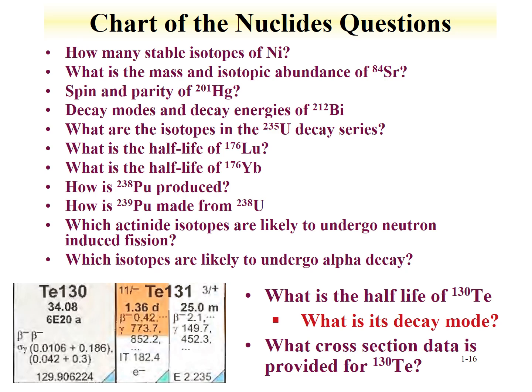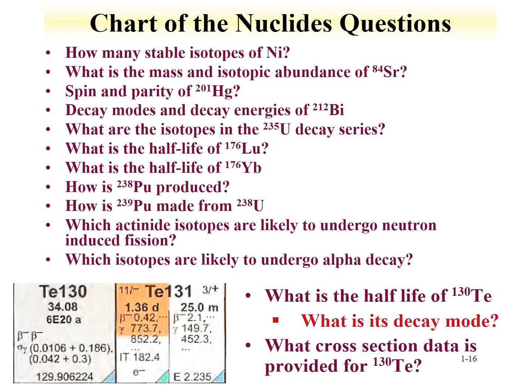Okay, you should be able to identify questions like how many stable isotopes of nickel are there. Go to nickel, count the number of gray boxes. What's the mass and isotopic abundance of a given isotope? For instance, strontium-84. The spin and parity of an isotope. The decay modes, so we talked with bismuth-212.